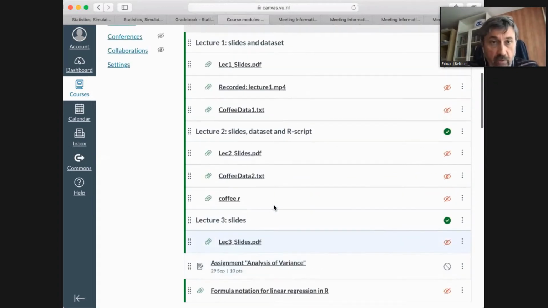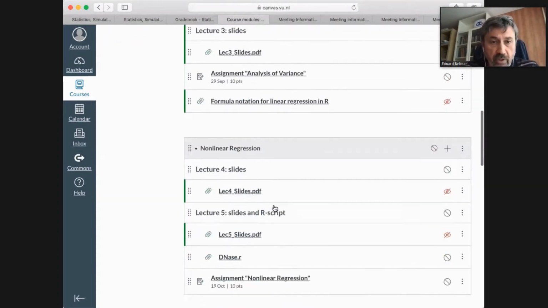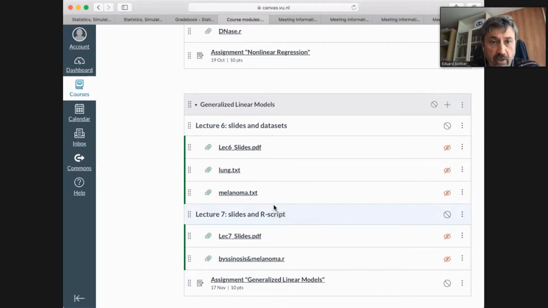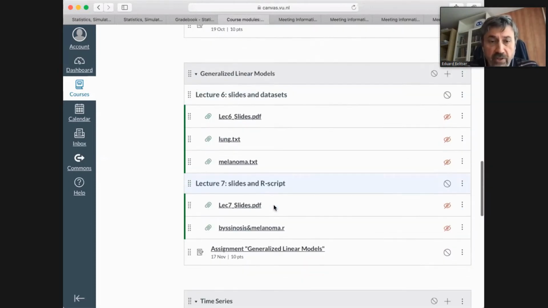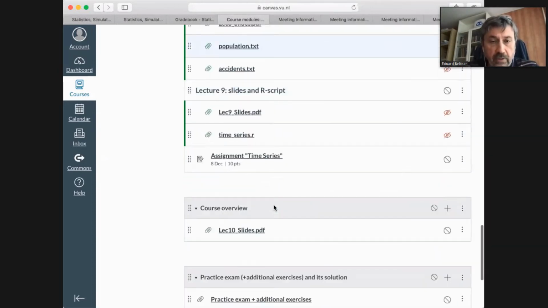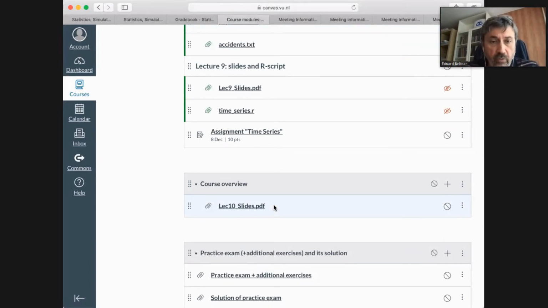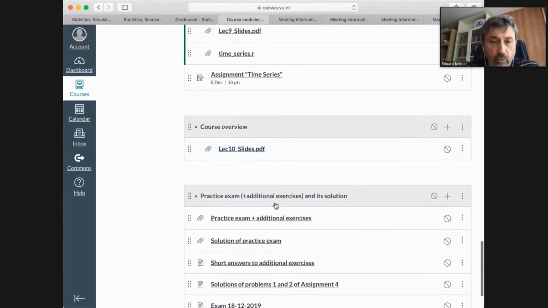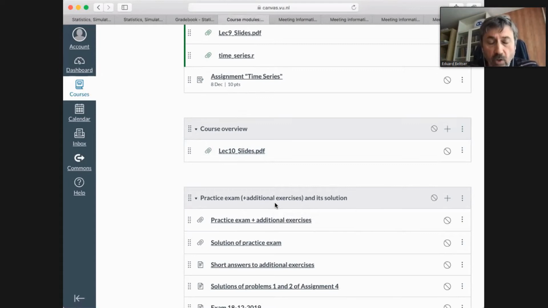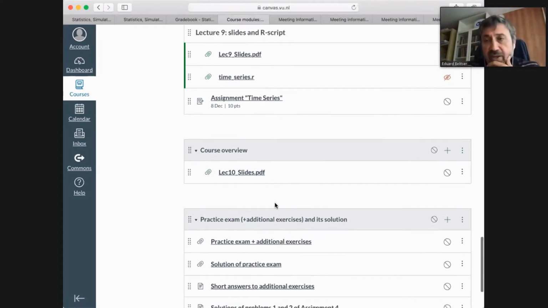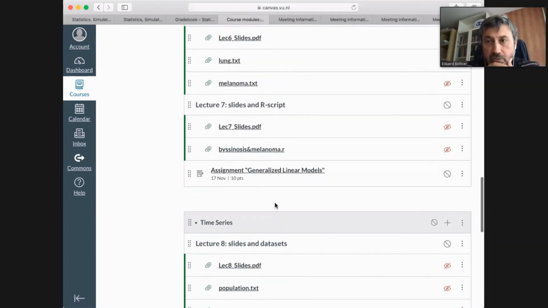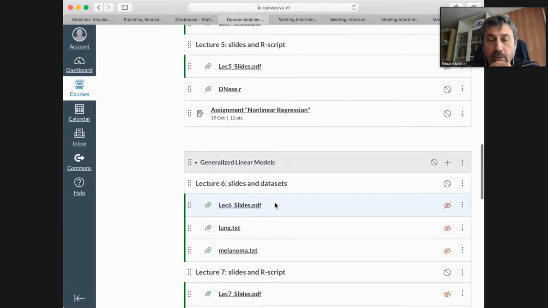Okay, so when we are done with this, there will be nonlinear regression and generalized linear models. You're not seeing this in time series. Then there will be a course overview, and I will put a practice exam online in due time, and I also put last year's exam with solutions to practice. So there will be enough for you to practice for the exam.